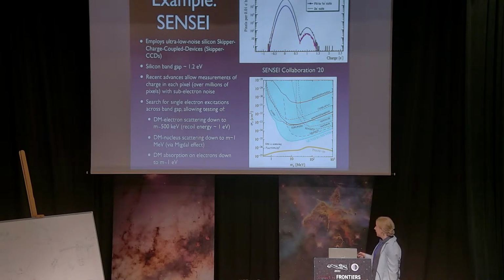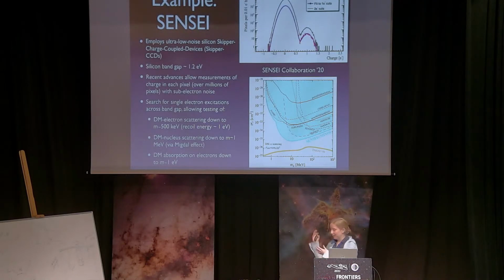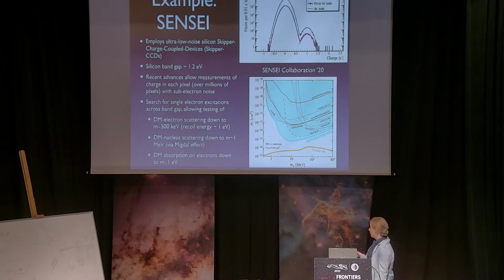So this lets you test dark matter electron scattering down to masses of about 500 keV, so similar to the electron mass. It also lets you test dark matter nucleus scattering, which, when the nucleus recoils, can produce a bunch of electrons associated with it. You can look for those as well. So that actually allows you to get some sensitivity to DM nucleus scattering down to relatively low masses too. And you can also look for dark matter absorption on electrons down to mass scales of about 1 MeV.